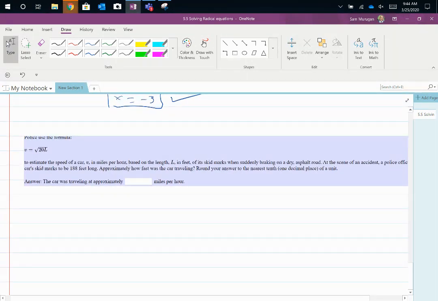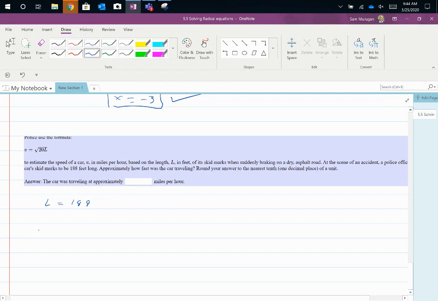The police used the formula V is equal to the square root of 20L to estimate the speed of a car V in miles per hour based on the length L in feet of its skid marks when suddenly braking on a dry asphalt road. At the scene of the accident, the police officers measured the car's skid marks to be 188 feet long. Approximately how fast was the car traveling? So they're giving us the length L here is equal to 188.